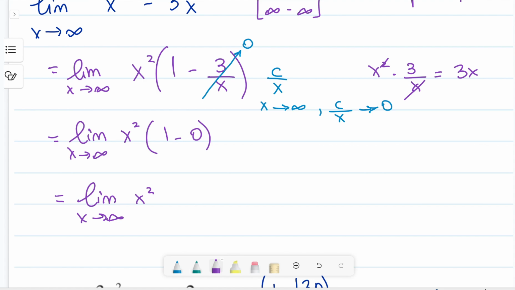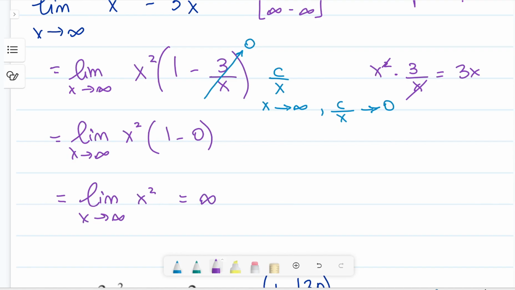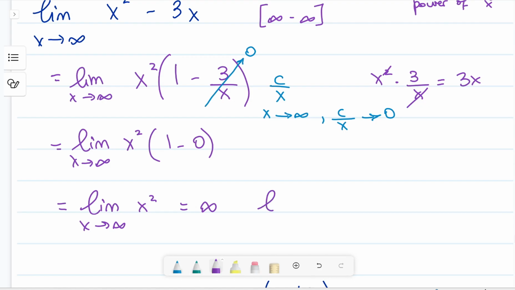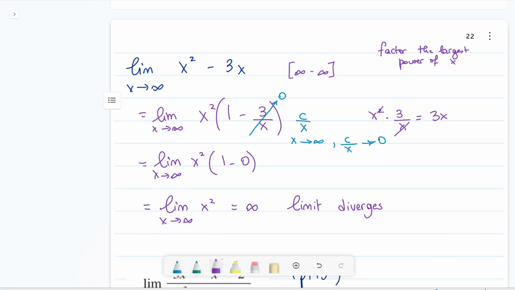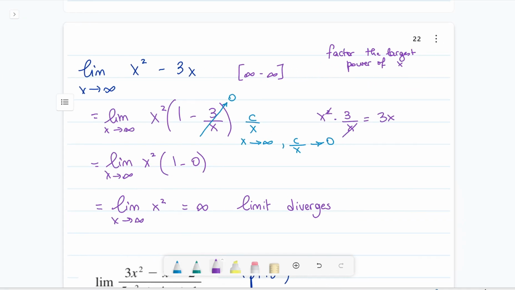So we get limit of x squared as x approaches infinity. This gives us infinity squared, which is infinity. In this case, we write the limit diverges. Now let's move to another example, which we will treat in the same way.